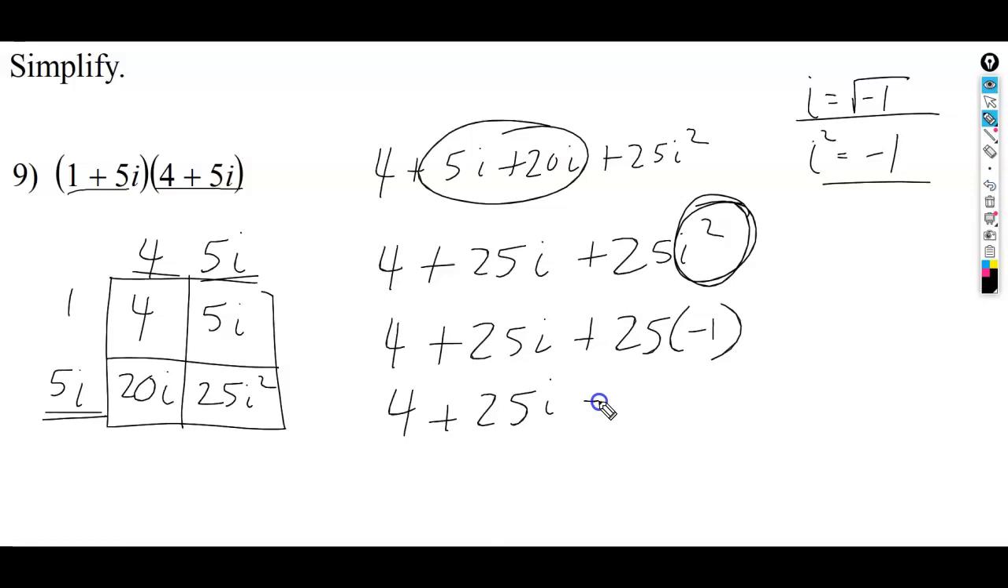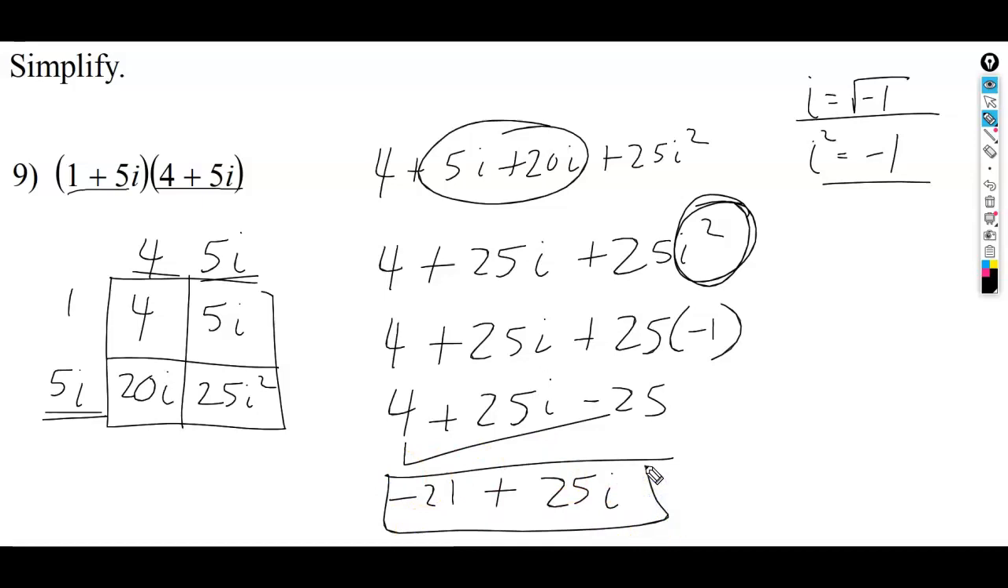(25) times -1 is -25. And so if I combine the 4 with the -25, there I end up with -21. So when you're multiplying complex numbers, anytime you end up with an i squared, it's going to become a real number, -1.